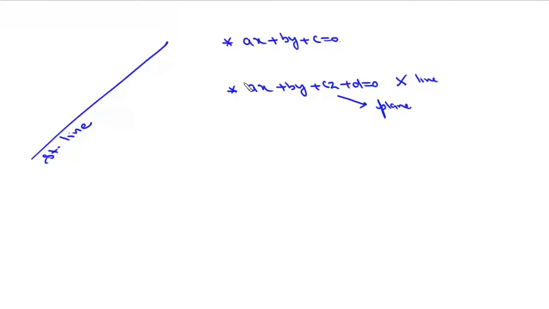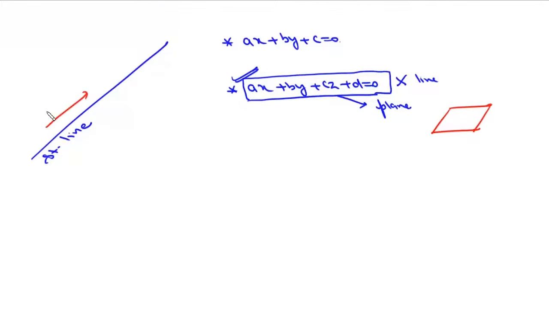So equation of a line in 3 dimension won't be a linear equation. If we have any linear equation in 3 dimension space, that equation is going to represent a plane. So in 3D, we'll study straight lines and we'll also study planes. Now a straight line is characterized by its direction.